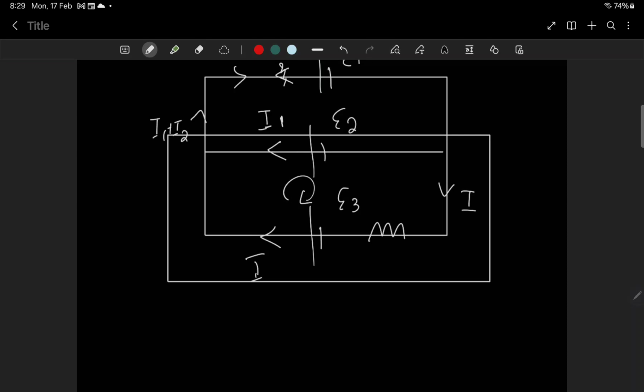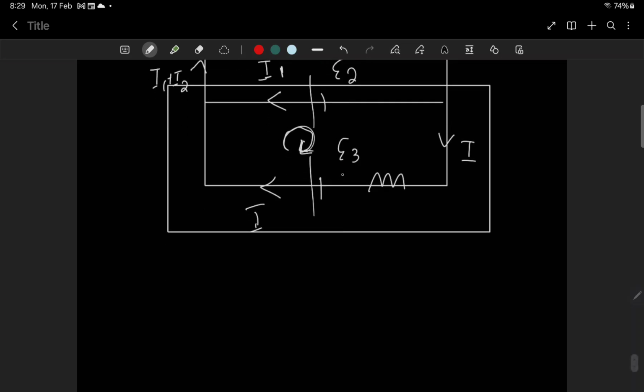So what we will be doing? I am going to travel in which direction? Always you travel in the clockwise direction. Okay, I am going to travel clockwise. So I am going to start from this E3. I am going to walk from A to B, then to C and D. I am starting from A.